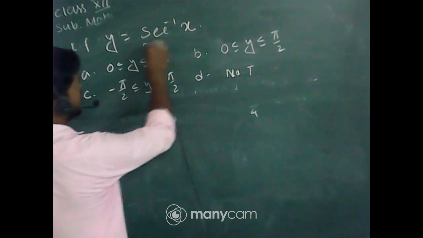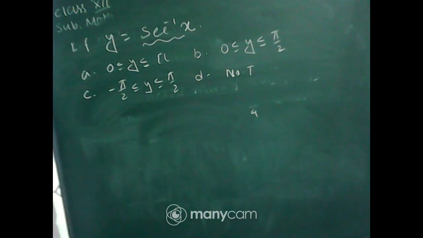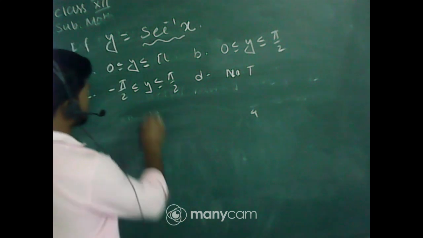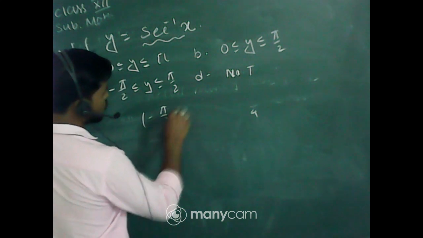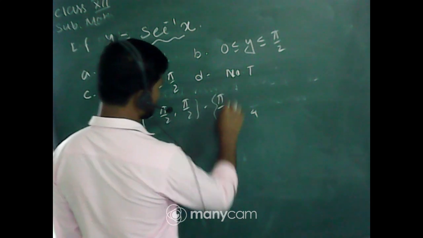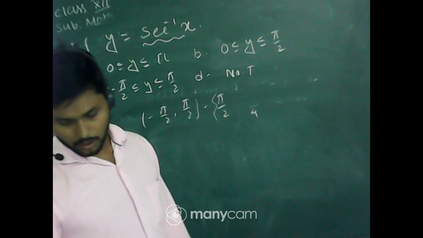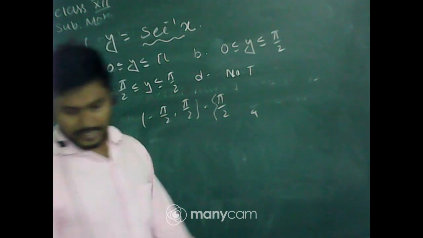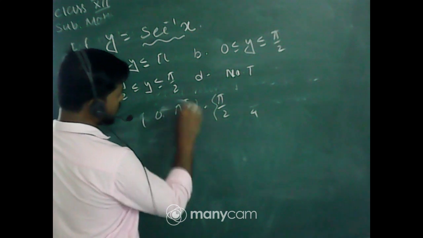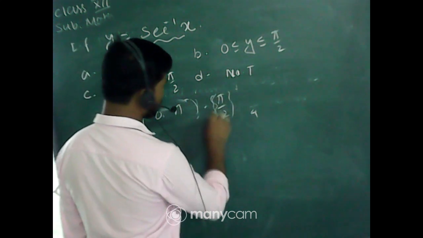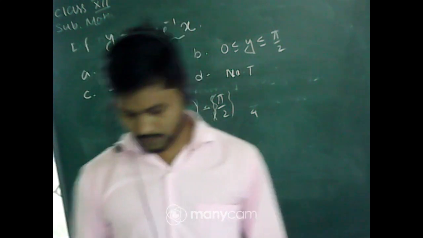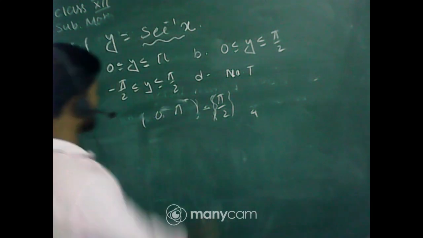Because y equals sec inverse x, and the restricted domain of sec inverse x is 0 to pi except the pi by 2 point, which means the first bracket will be a closed bracket.